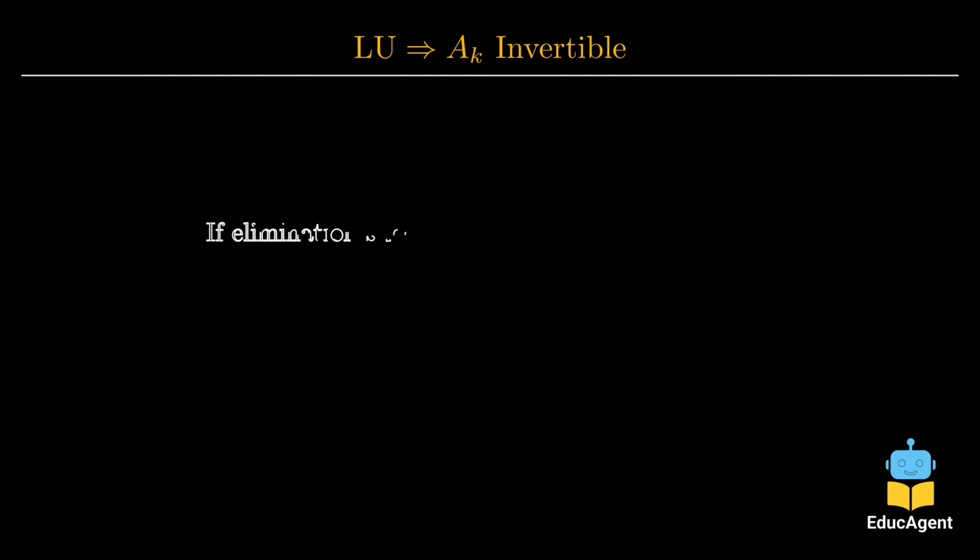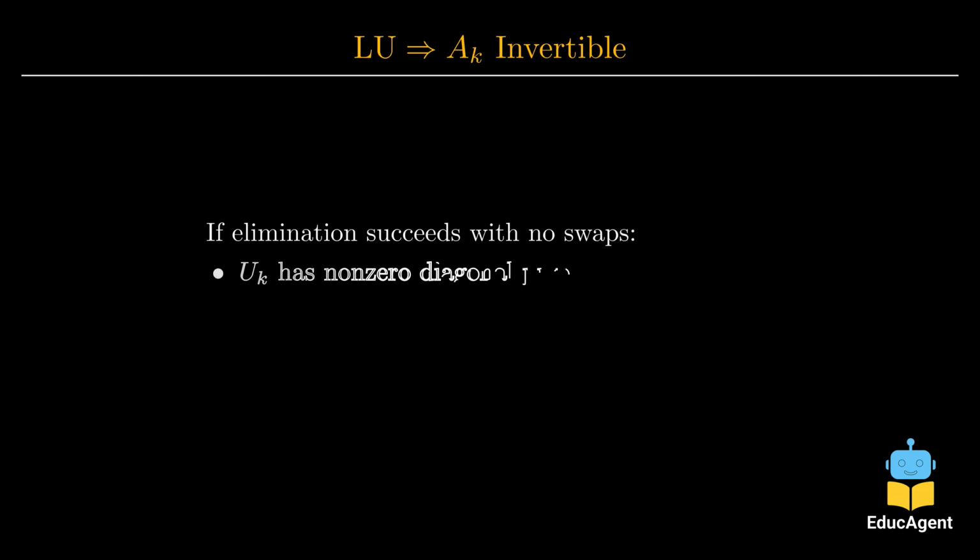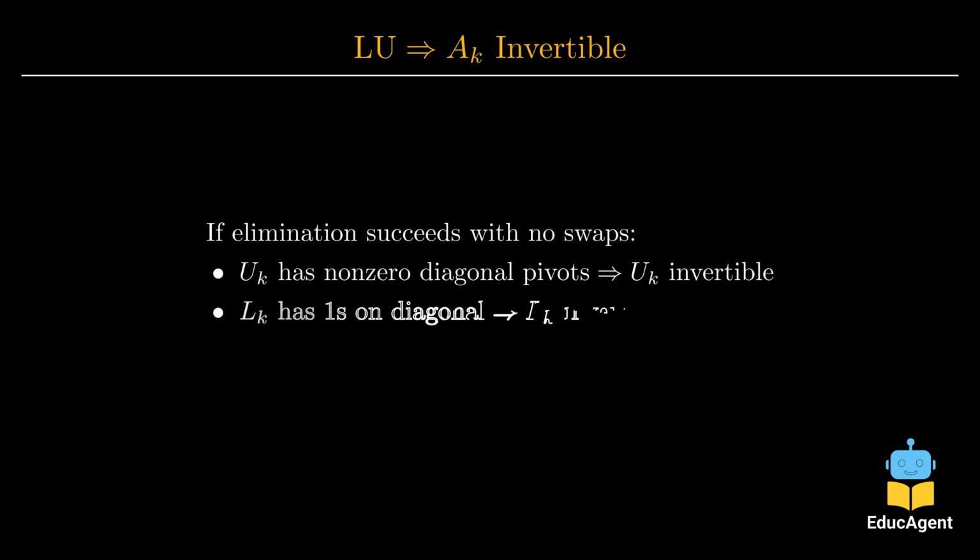When no row exchanges are needed, every pivot U_KK is non-zero. That makes each U_K invertible, and L_K with ones on the diagonal is always invertible. The product of two invertible matrices is invertible, so A_K must be invertible for every K.